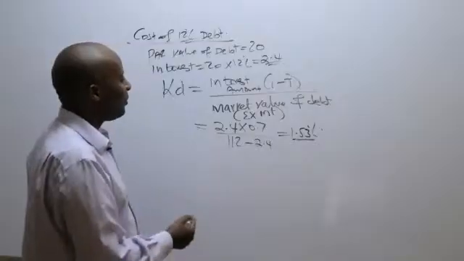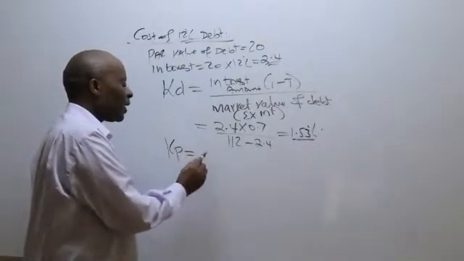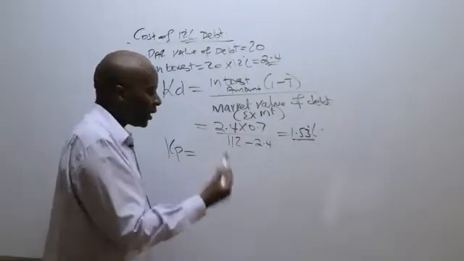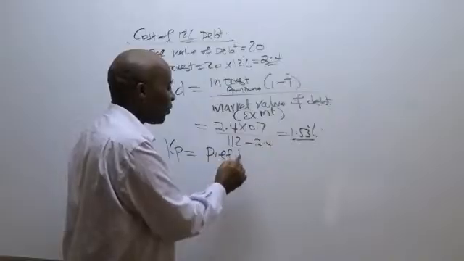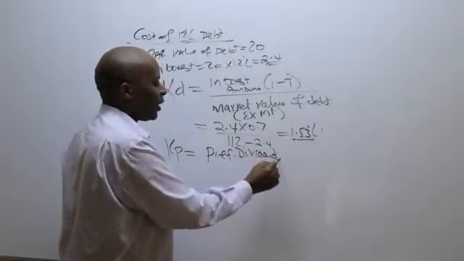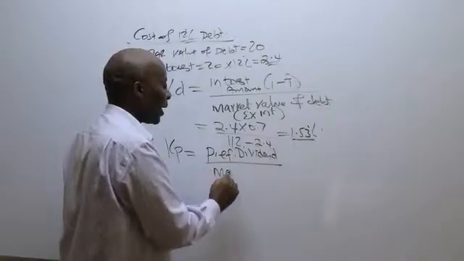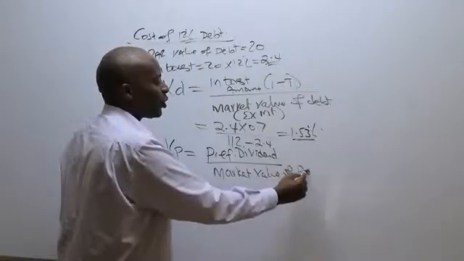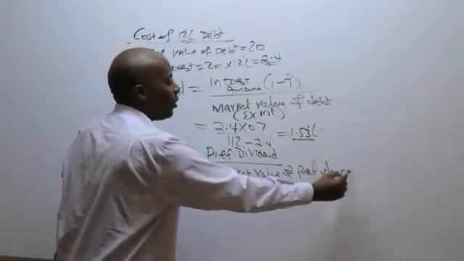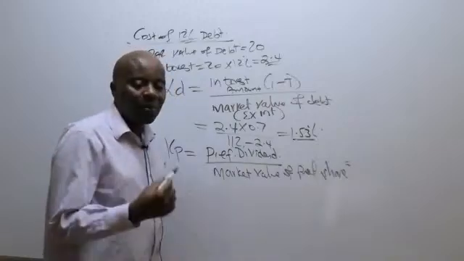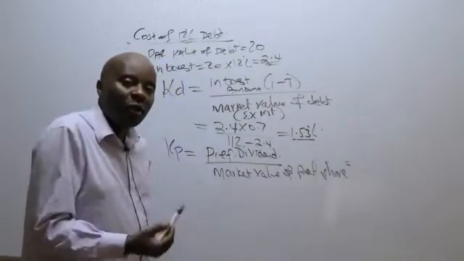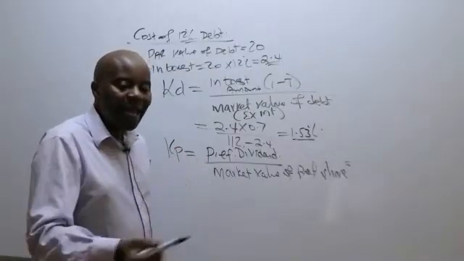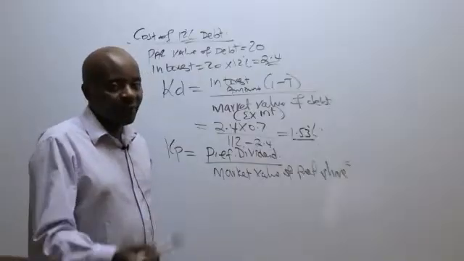And then now that takes me to KP, cost of preference, the same aspect. Preference shareholders, we normally give them what we call preference dividends. So I'll take the preference dividend, I divide this by the market value of preference share. But again, remember, preference dividends, ladies and gentlemen, we don't adjust for any tax. Dividends can never be allowed for taxation.